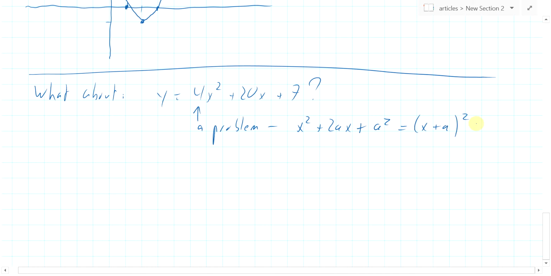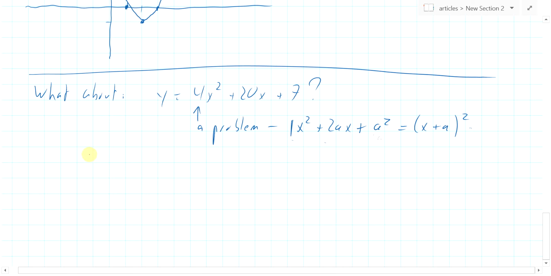is true, right? If I take x plus a quantity squared and multiply it out, what do you get? X squared plus 2ax plus a squared. There's our 2a, that's why we had to divide by 2, and then there's our squared term. What this assumes is that the coefficient in front of the x squared is 1. So how do we handle 4x squared plus 20x plus 7?